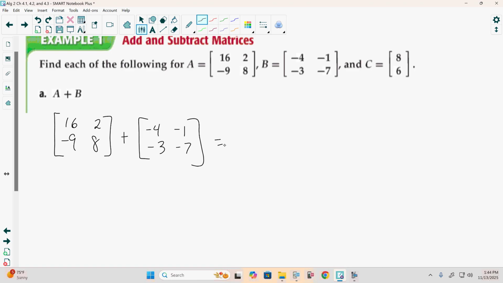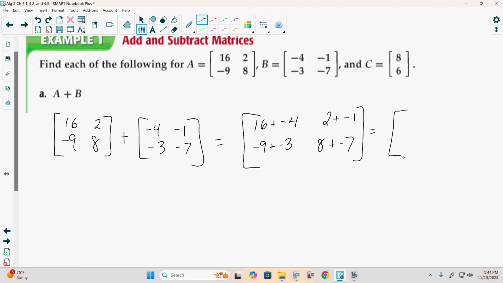And when we add and subtract, we add the corresponding elements. So we'd add 16 and negative 4. We'd add 2 and negative 1. We'd add negative 9 and negative 3. And 8 and negative 7. We add the corresponding elements. We add the elements that are in the same location.